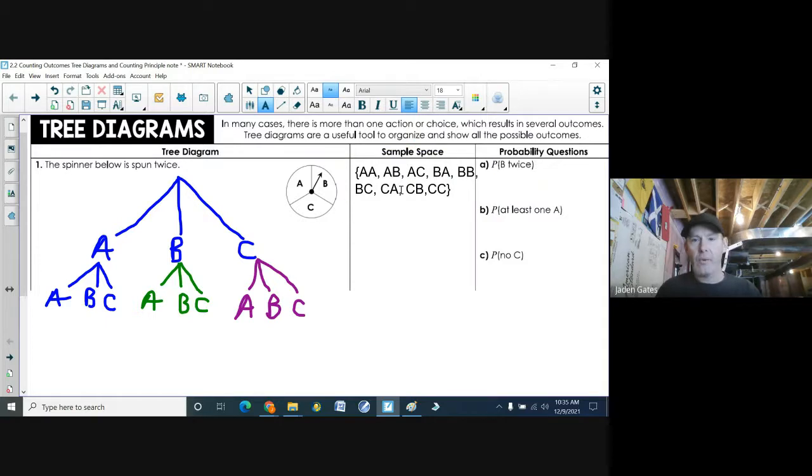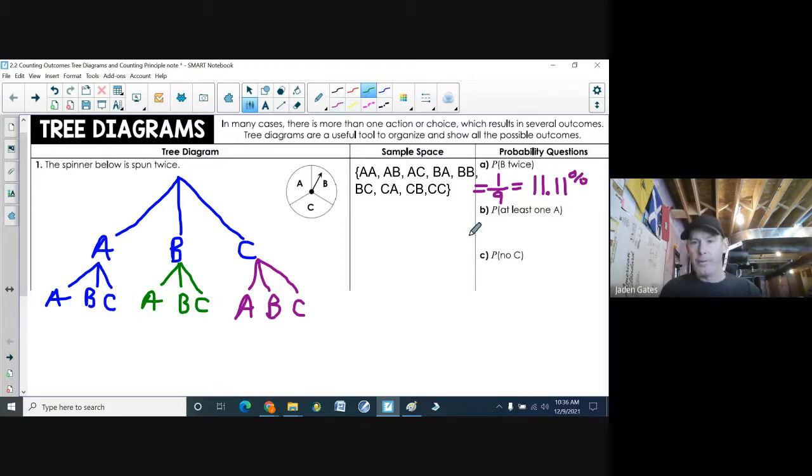All right, now that will help us figure out our probabilities. Part A: what is the probability of getting a B twice? I look, and there's only one situation where that happens. Again, to figure out a probability, I look at how many possibilities there are. Let's see, I count them: 1, 2, 3, 4, 5, 6, 7, 8, 9 possibilities. And so if I convert that to a percent, 1 divided by 9, times 100%, it is 11.11% that can occur.